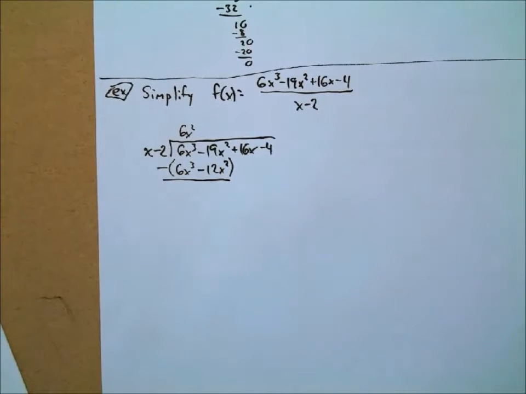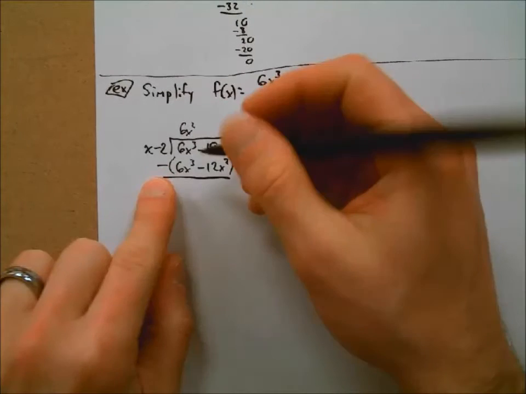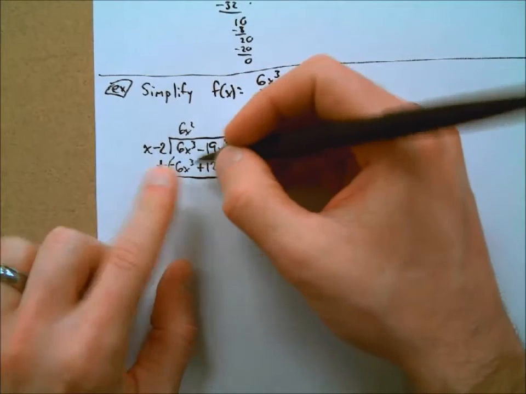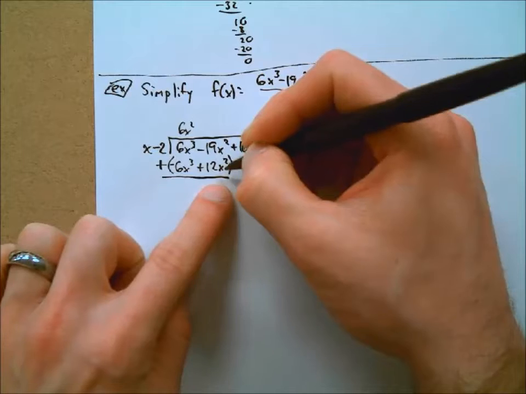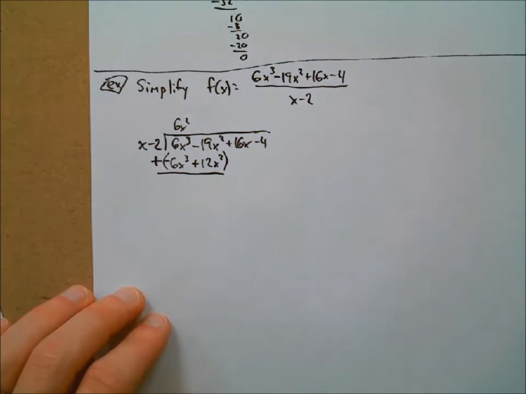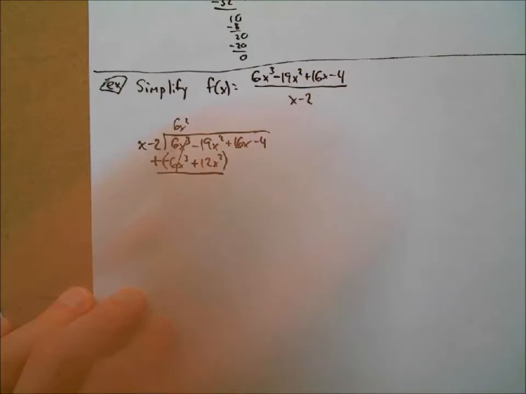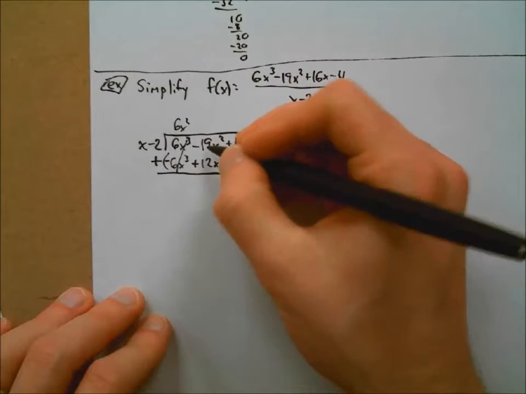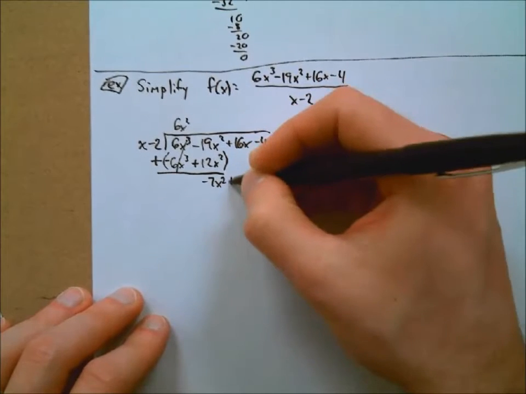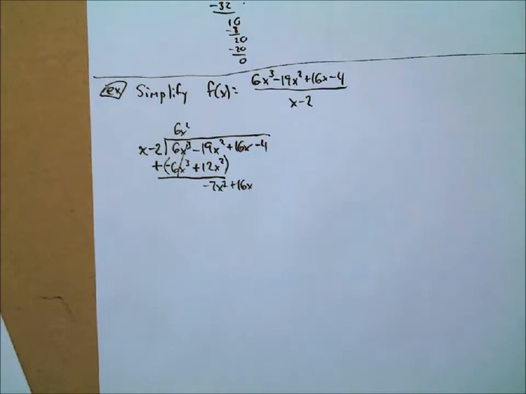But I don't really like having that subtract there in front of it. I like to distribute the negative. So I'll make it plus, and then I'll just make everything in here the opposites, so a plus a negative 6x cubed and a positive 12x squared. And so then the 6x cubes cancel as they should. Negative 19 plus positive 12, negative 7x squared, and then we'll bring down the 16x. Ask ourselves the next question.